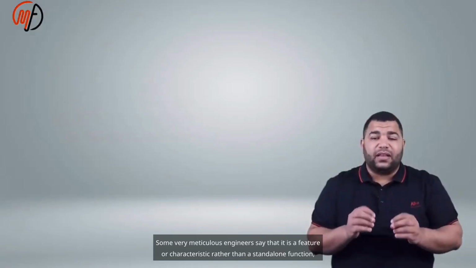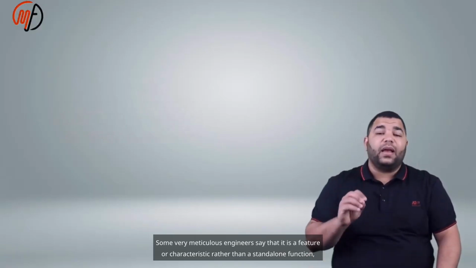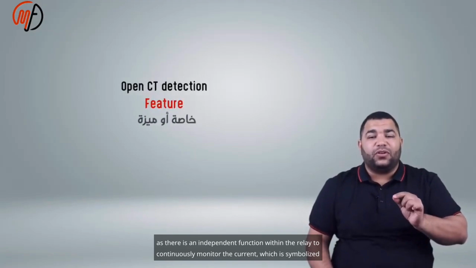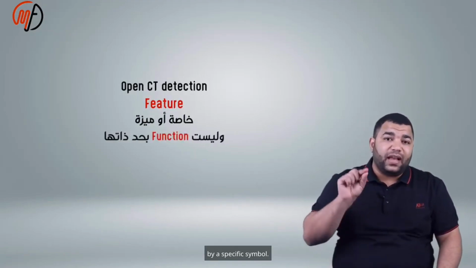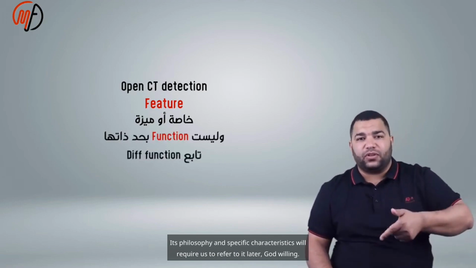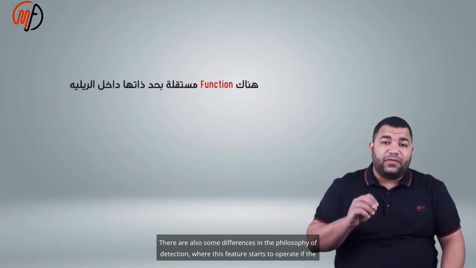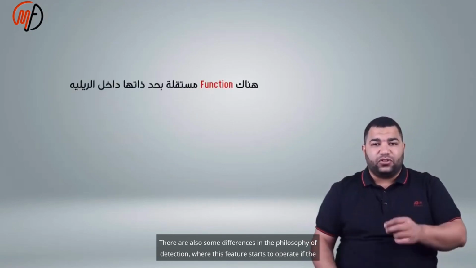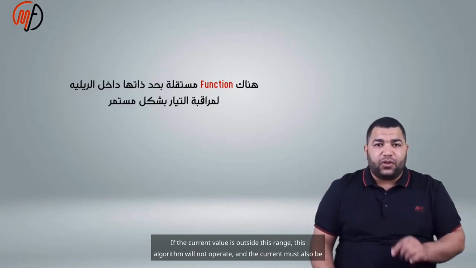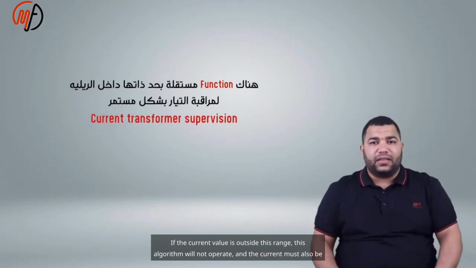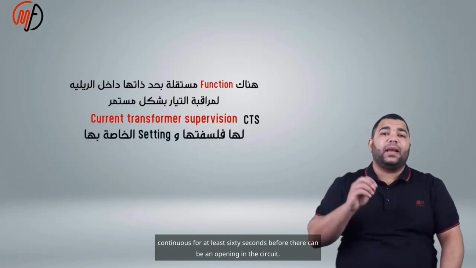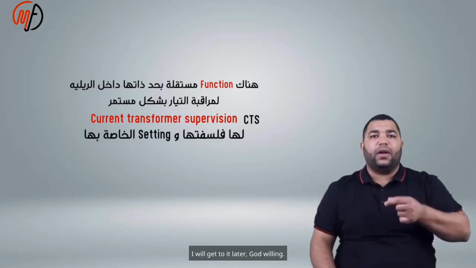Some very meticulous engineers say that it is a feature or characteristic rather than a standalone function, as there is an independent function within the relay to continuously monitor the current, which is symbolized by a specific symbol. Its philosophy and specific characteristics will require us to refer to it later, God willing. There are also some differences in the philosophy of detection, where this feature only operates if the current value is between 10% and 110% of the rated value. If the current is outside this range, the algorithm will not operate, and the current must also be continuous for at least 60 seconds before there can be an opening in the circuit. I will get to it later, God willing.